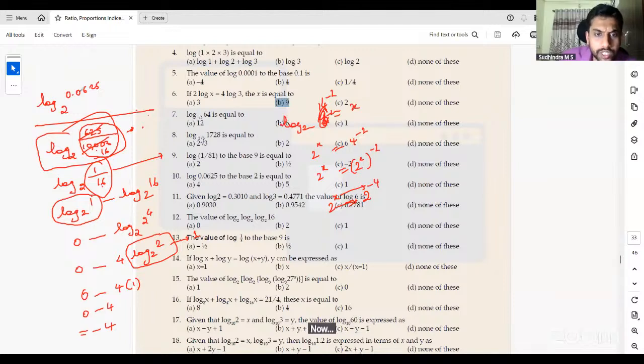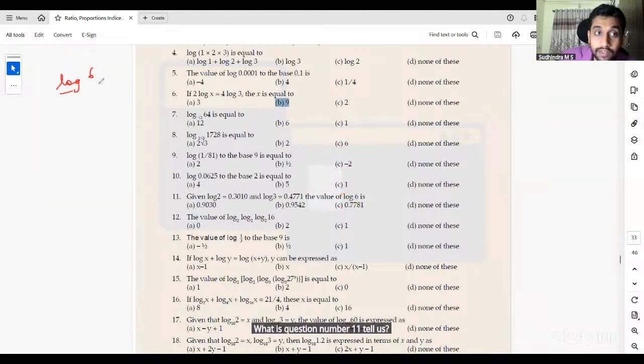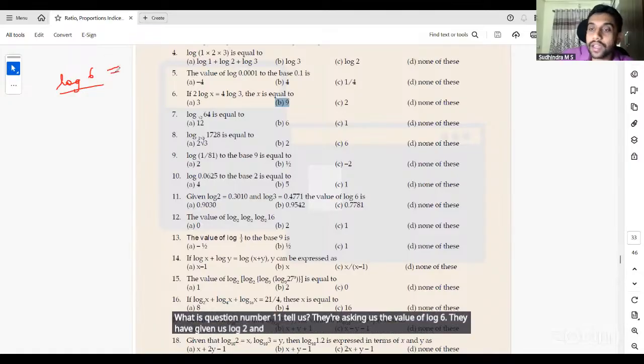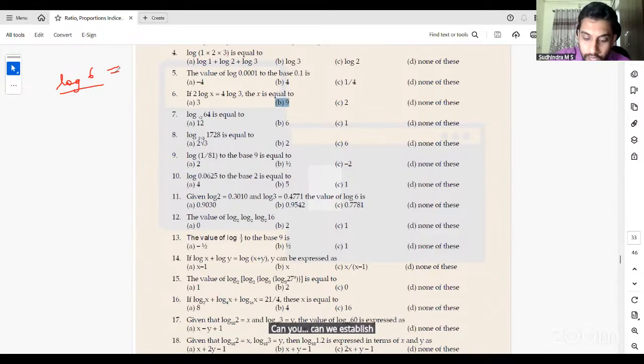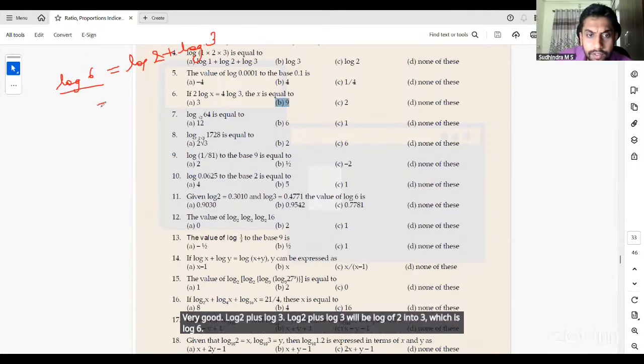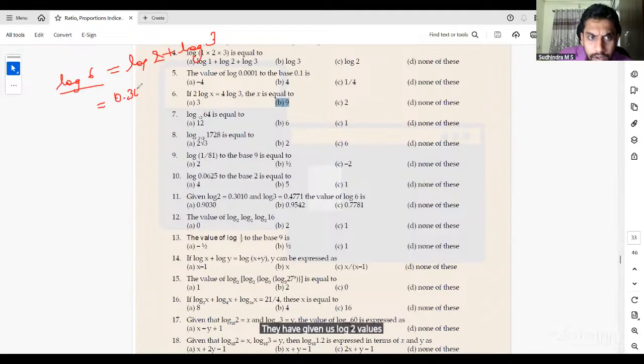Now, what does question number 11 tell us? They're asking us the value of log 6. They have given us log 2 and log 3. Can we establish a relationship between log 2, log 3 and log 6? Log 6 equals log 2 plus log 3. Very good. Log 2 plus log 3 will be log of 2 into 3, which is log 6. They have given us log 2 value 0.301. Log 3 value 0.4771. If I add, I get 0.7781. 0.7781, option C.